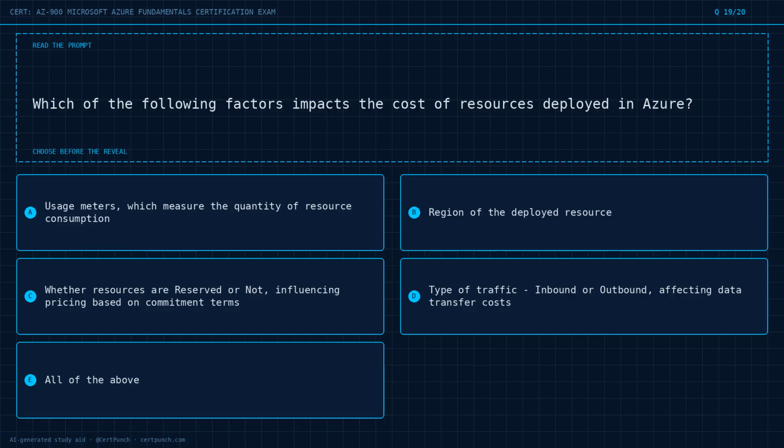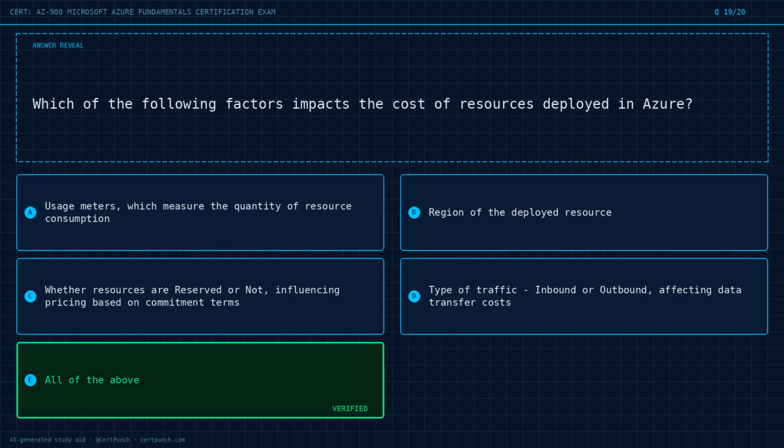Question 19 of 20. Which of the following factors impacts the cost of resources deployed in Azure? Option A, usage meters, which measure the quantity of resource consumption. Option B, region of the deployed resource. Option C, whether resources are reserved or not, influencing pricing based on commitment terms. Option D, type of traffic, inbound or outbound, affecting data transfer costs. Option E, all of the above. Choose the best answer before the reveal. Commit to it now.